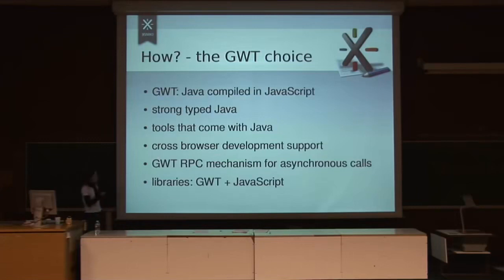GWT also comes with a very nice cross-browser development support, which means that not only is it built to be compiled cross-browser, but it also provides you a mechanism in which you can do your own cross-browser development. For example, you have a class or interface, and you have different implementations for various browsers, which can prove very useful because you don't have ifs anymore. If browser equals something, then do this. Your browser-dependent code, if any, is localized in a single class, which is very nice.